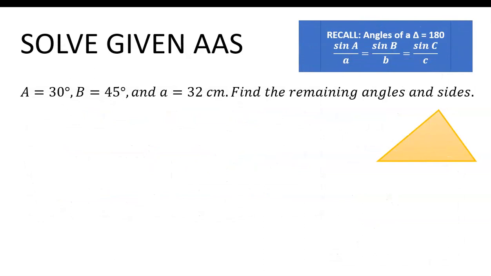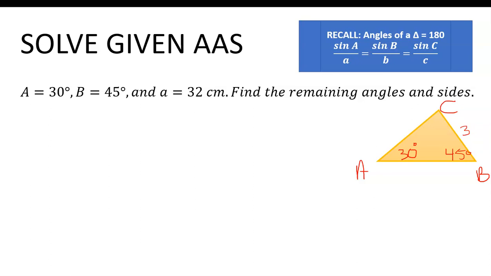First we're going to do a triangle that's given in AAS. So what I'm going to do first is label my triangle. I like to see the picture. Makes things easier for me to solve. So I'm going to label my triangle. I know that A is 30. I know that B is 45. The side opposite of A is 32. And they want us to find the remaining angles and sides.